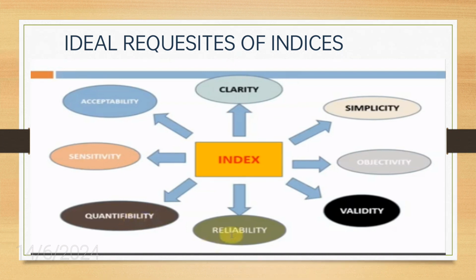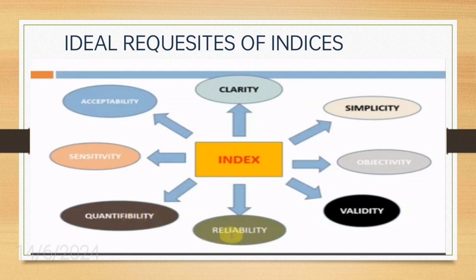The next requisite is quantifiability. It states that the index should provide data that can be easily quantified, allowing for statistical analysis. Moving to the next requisite, sensitivity. Index should be capable of detecting small changes or differences in the condition being measured. High sensitivity allows for the early detection of diseases and monitoring small improvements or deteriorations.